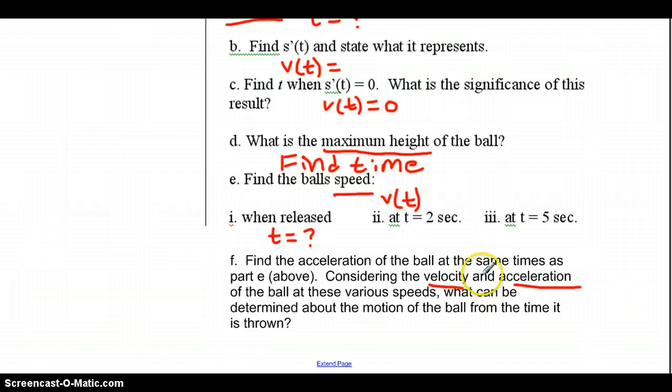If you toss it upwards, what happens, right? What happens to it? Does it slow down? Does it speed up? What happens?